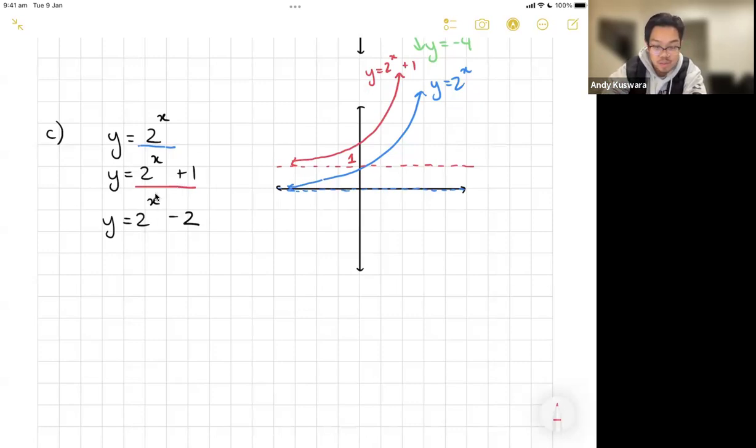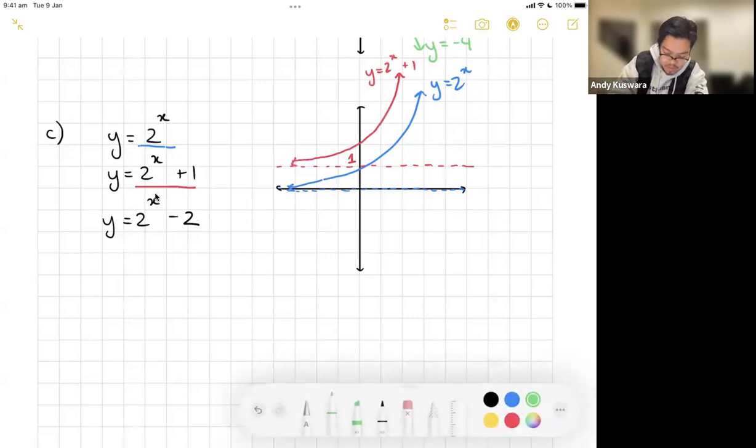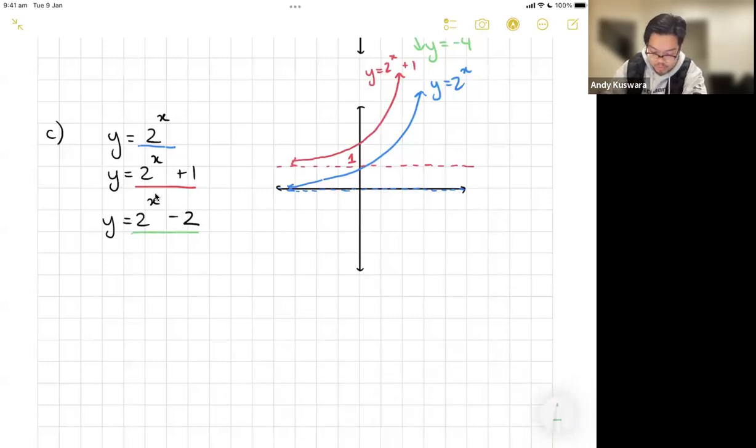Now, as you can see, this last one here is 2 to the x minus 2, which means that I'm going to shift down 2. So there's 1, there's 2. Shift it down 2. And now I know this graph is not going to touch that line. That's going to be my asymptote. But I know that the graph is still going to grow upwards and just going through that point there. Okay. Hopefully that makes some sort of sense.